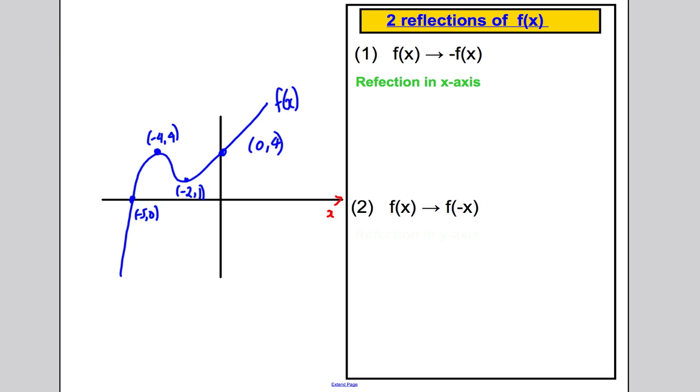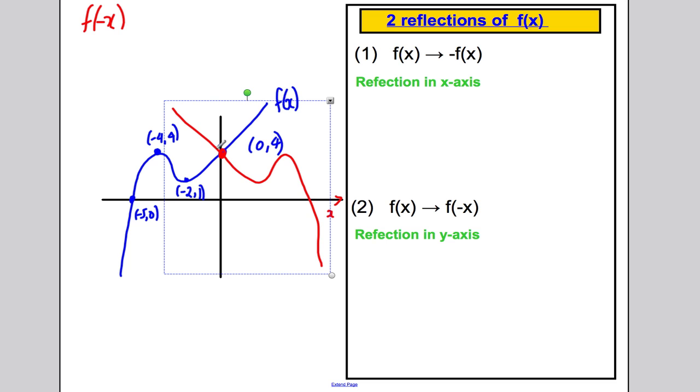So what about if we drew now f of negative x? What is that transformation? Well, you should know that's a reflection in the y-axis. So it would look something like this. It would reflect in the y-axis as follows. Okay, that point there would be the same. This point here would now be 2, 1. This point here would be 4, 4. And this point here would be 5, 0. And it's as simple as that.